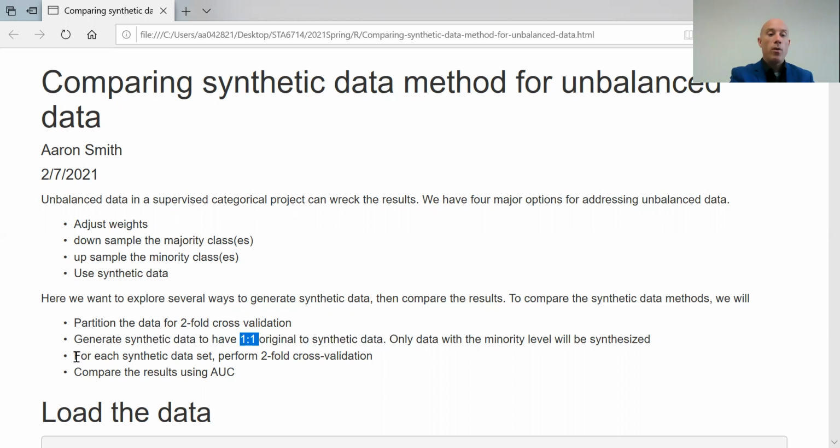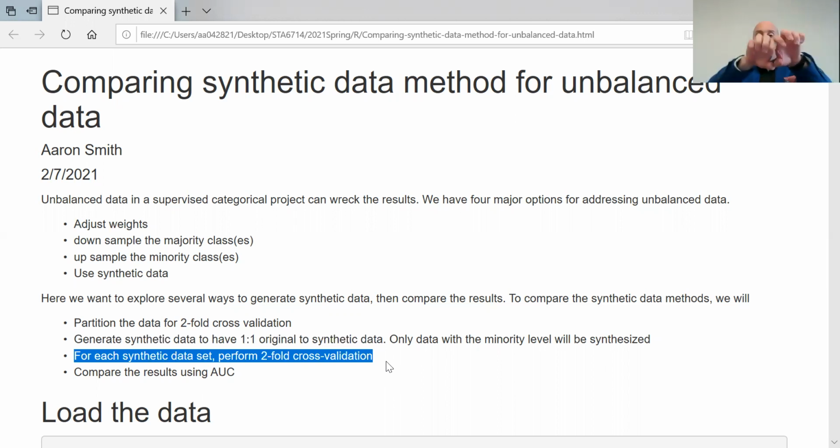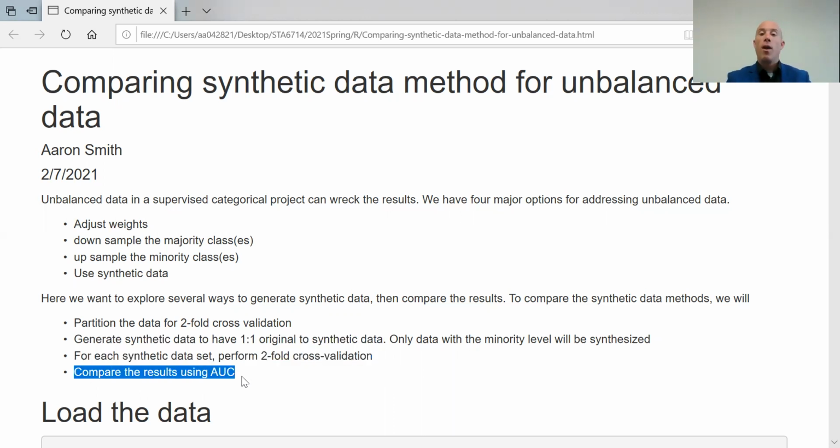Then after that, we're going to perform twofold cross-validation. And something I need to say about the synthetic data: after I partition the data for twofold cross-validation, I'm going to generate synthetic data here, and I'm going to generate synthetic data here, only on the minority cases, and I'm not going to cross over. That way, in my twofold cross-validation, I don't have overly optimistic values in my cross-validation statistics. And then we're going to compare the results using area under the curve from the ROC.